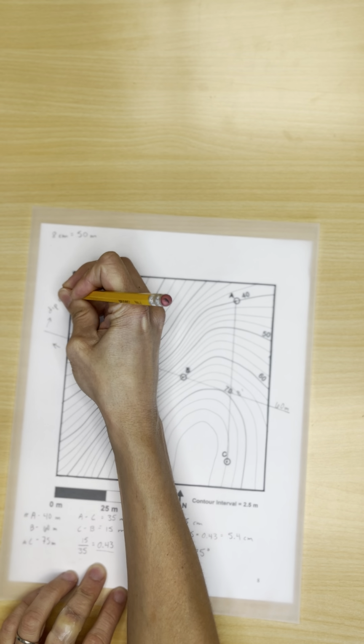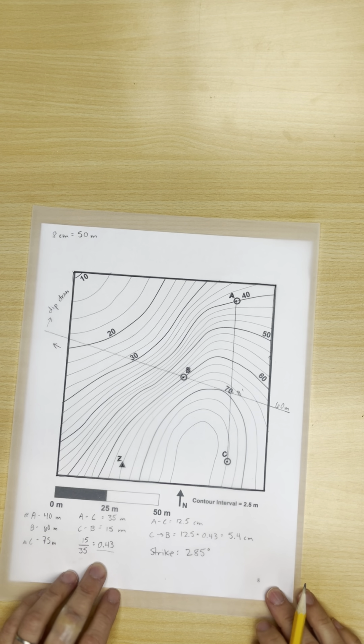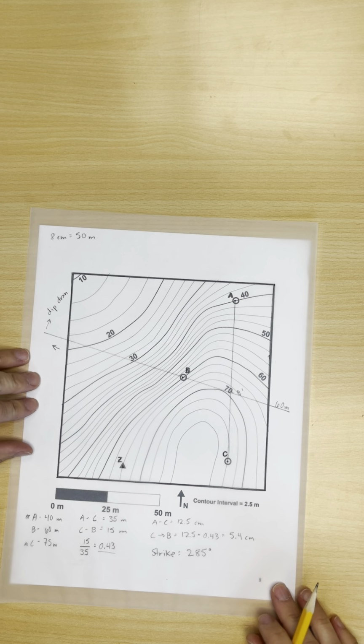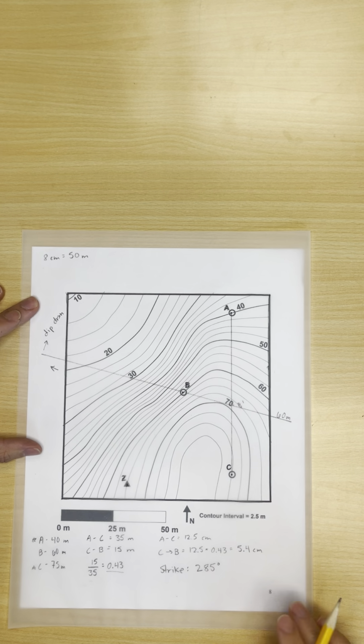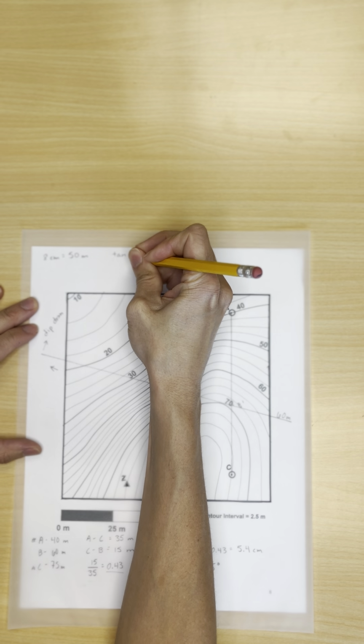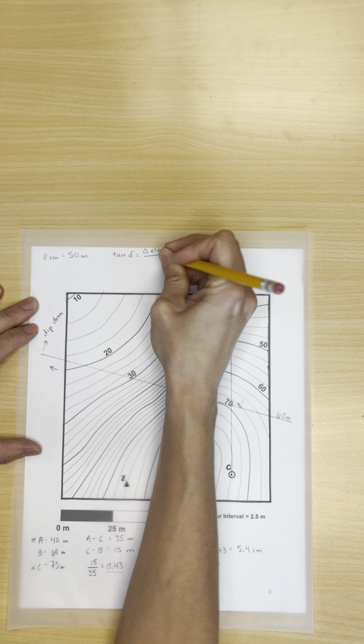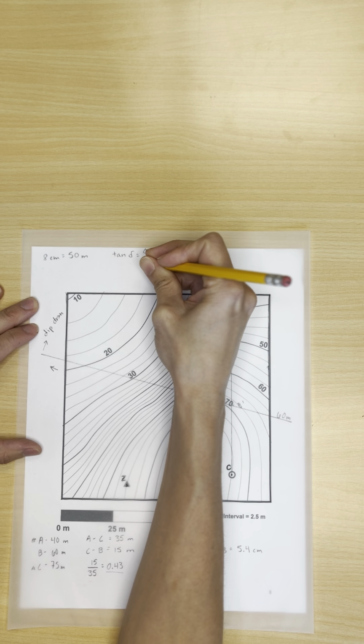So now we need to figure out the dip amount. And for that, we need to turn to trigonometry. So what we're going to do is use this equation: the tangent of dip is going to equal the change in elevation over horizontal distance.